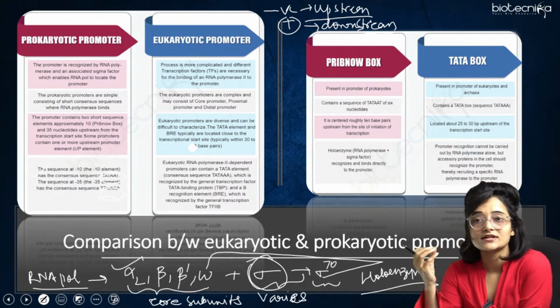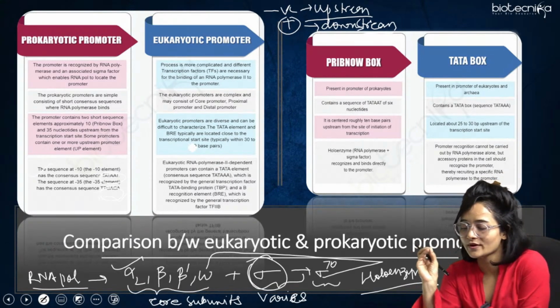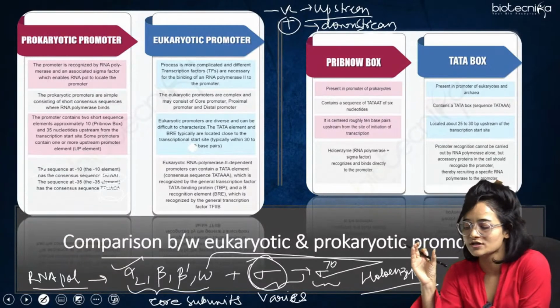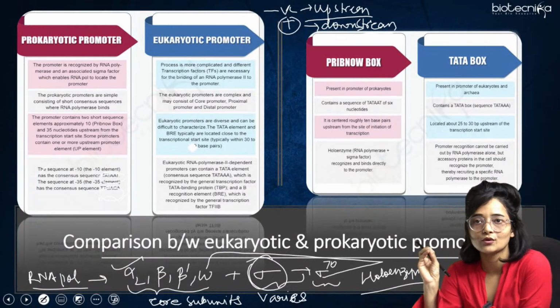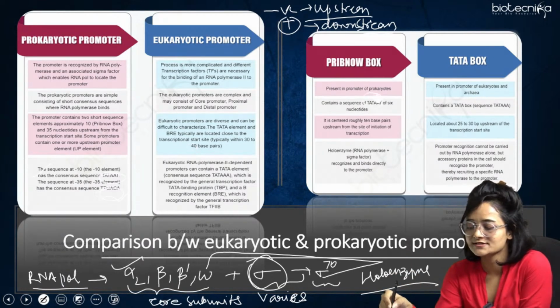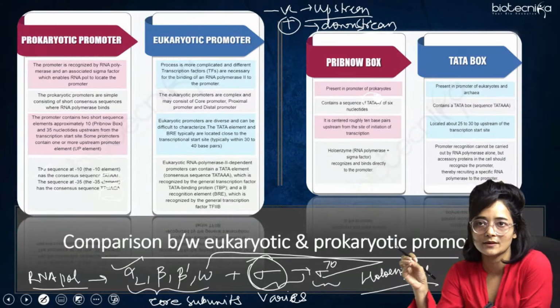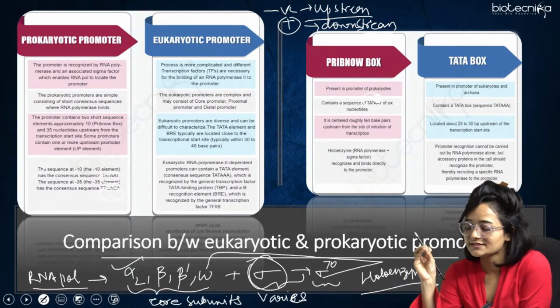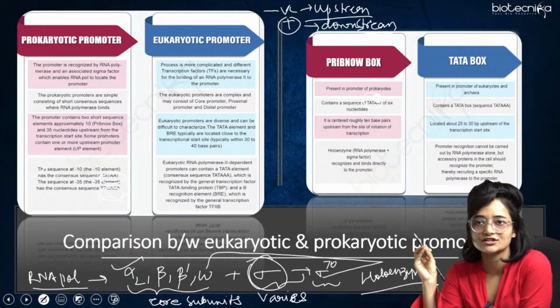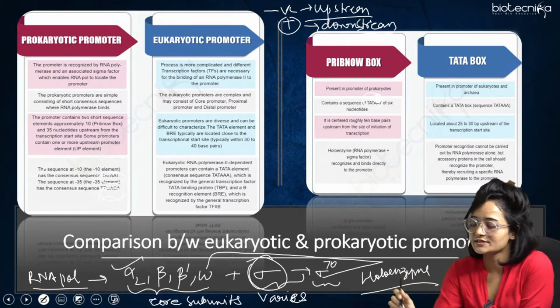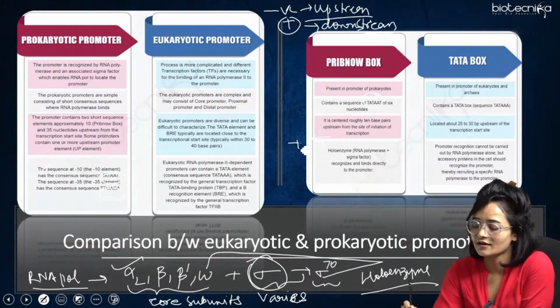Then coming to the Pribnow box. In case of prokaryotes, there is a Pribnow box present in the promoter. It contains the consensus sequence TATAAT of 6 nucleotides. The sequence is very much conserved and you need to remember this sequence. It is centered roughly 10 base pairs upstream from the site of initiation of transcription, right? So it is present at minus 10 base pairs upstream of the initiator region, the transcription start site, as we say.